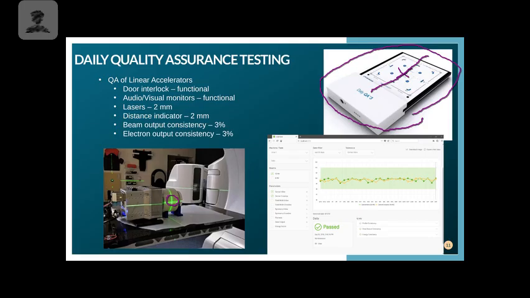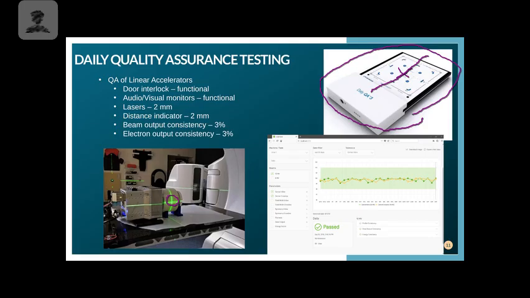Then we have our beam output consistency. So same thing with this daily QA. We're going to line everything up, and then we're going to run our individual beams. So if we have a 4 MV beam, 6 MV, 8, 10, 12, 20, 35, whatever ones we have, we have to run every single one of them. And so it's going to run it a few different times. And so when it runs it for each individual beam, it's going to compare the consistencies between them, and they can be off up to 3%.